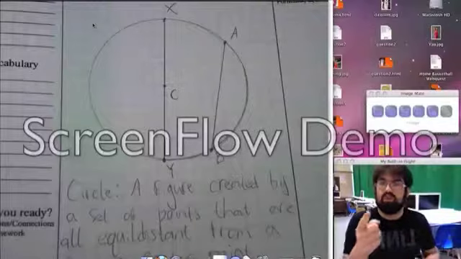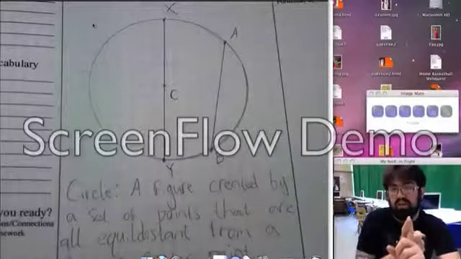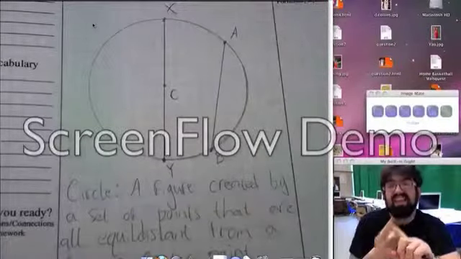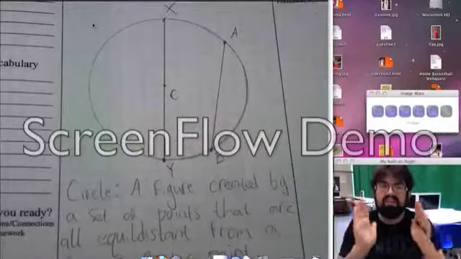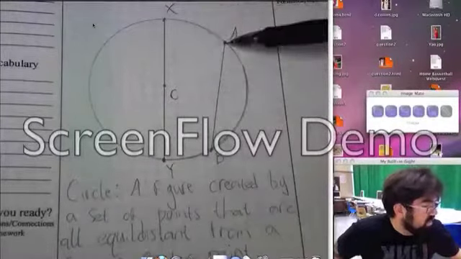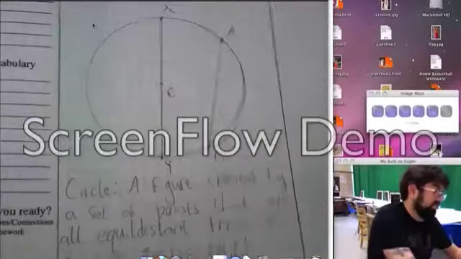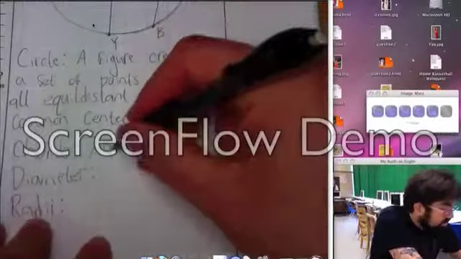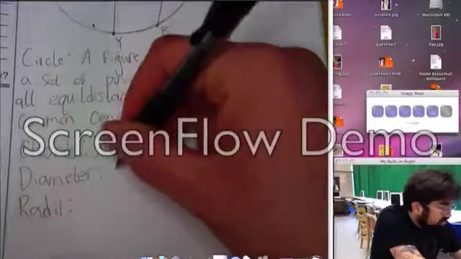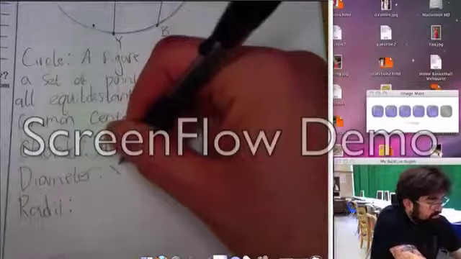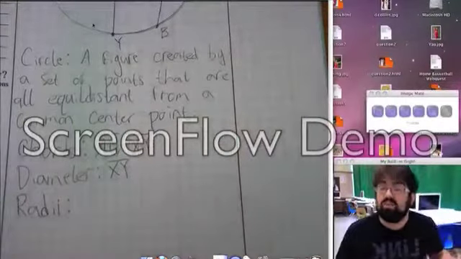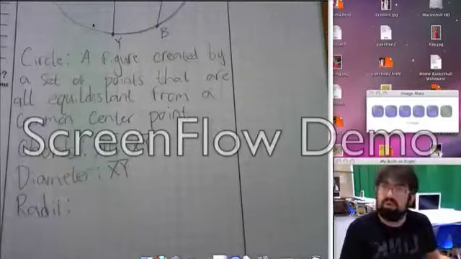Here's a few things. The chord XY goes through the center, that's why it's the diameter, and it is the longest, the biggest possible chord that can be made. If you notice, it is longer than AB right here. So, I'm going to go comma, and I'm going to say XY is also a chord, but it is also a diameter. Okay? And it's a line segment, that's why I'm using the line segment symbol right there.